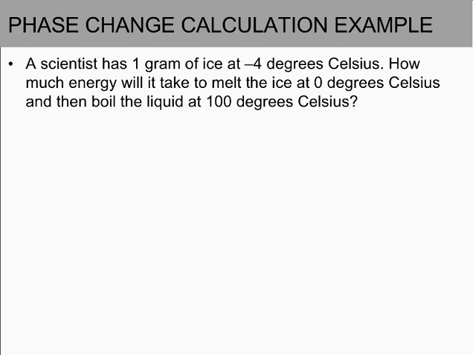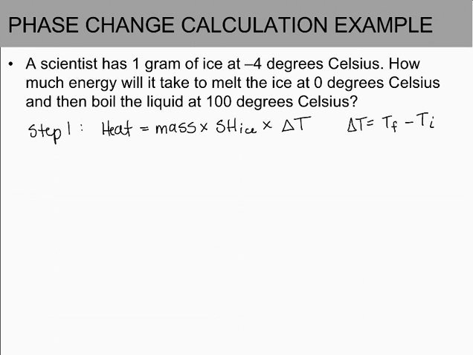Okay, so let's start with step 1. We're going to use equation 1: heat is equal to mass times the specific heat of ice times the change in temperature, which I'm going to write as delta T. Delta is the triangle, and that just means change. Delta T is going to equal the final temperature minus the initial temperature, so we need to be a little careful about that. Otherwise, we'll end up with a negative value, which we do not want.